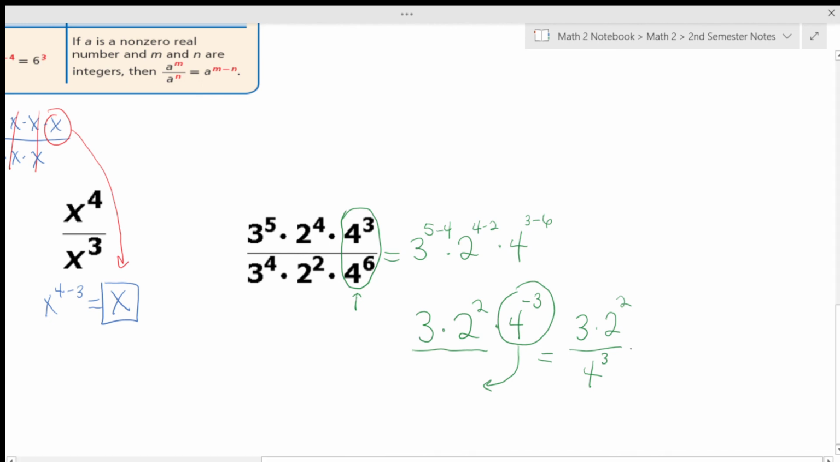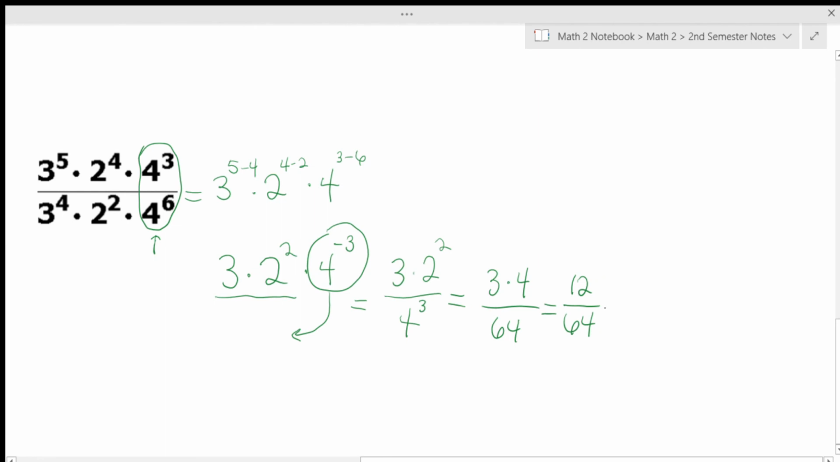We can simplify this even further, right? Because we can do 2 squared, that's 4, and we can do 4 cubed, 64. We're going to have 12 over 64. And as we mentioned before, in order to be fully simplified, we need to reduce any fractions. So I know that 4 goes into both of these, so I'm going to divide both of these by 4. And I know that 4 goes into both of them because I had a 4 right here and I had a 4 right here.